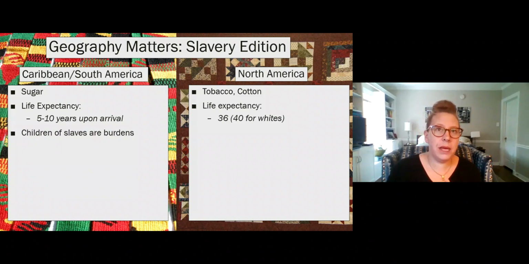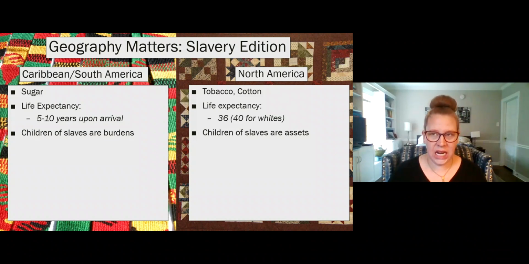In the Caribbean, children of slaves, little kids, were considered burdens. You had to feed them and they couldn't even work in the fields. While in North America, they were considered assets because you could sell them for money. And this is one of the grosser parts of North American slavery, is that in a lot of ways people were treated like livestock. Like, you wanted them to have kids because then you could sell the kids.